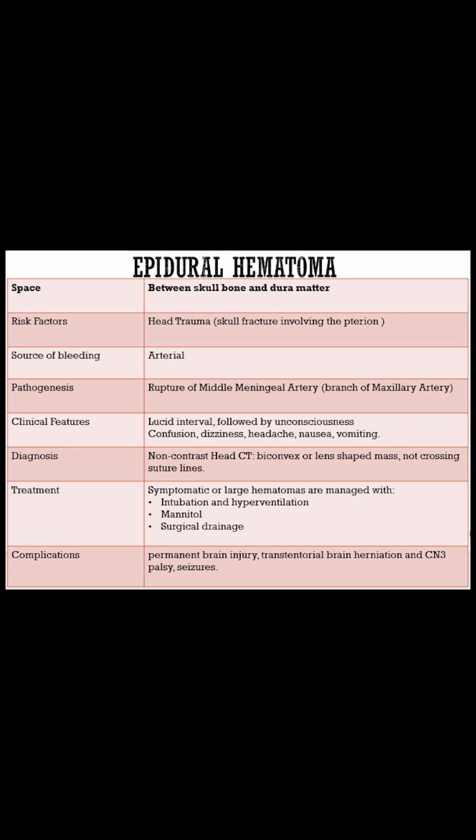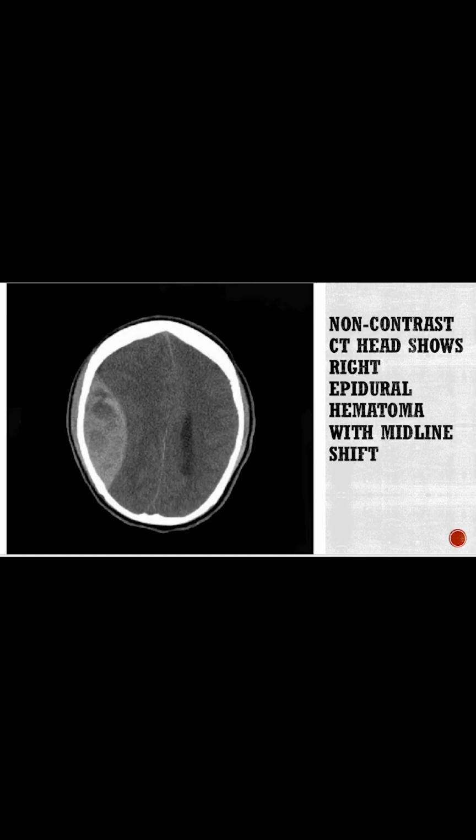A non-contrast head CT scan shows a biconvex or lens-shaped mass not crossing the suture lines. Only symptomatic or large hematomas need to be treated, and they can be managed with intubation and hypoventilation, mannitol, and surgical drainage. Complications of epidural hematoma include seizures, permanent brain injury, and rapid hematoma expansion under systemic arterial pressure can cause herniation of the brain and cranial nerve 3 palsy. This is a non-contrast CT scan of the head showing a right epidural hematoma with midline shift. The midline shift occurs because the bleed is exerting a mass effect.